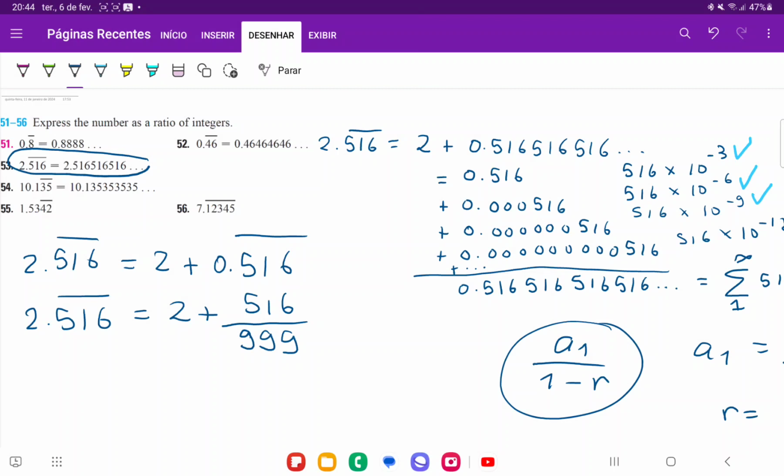Let's see what that gets us. That's going to be the same thing as 838 divided by 333 if you were to simplify it. So this over here is our final answer, 838 over 333, which is the same thing as 2 plus 516 divided by 999. And that is it for problem 33.